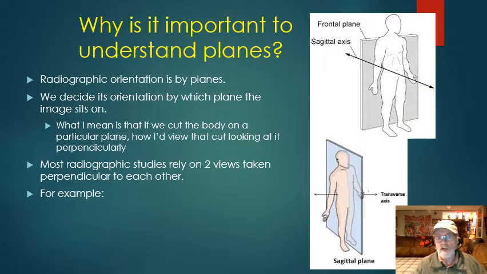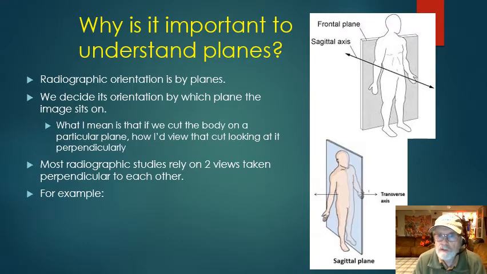Again, some cuts are not on those planes, and those would be called oblique. And a plane that's parallel to the sagittal plane is called a parasagittal plane. Now, you're saying, big deal, what's the big deal about planes? Well, it's really important, because radiographic orientation is based upon planes and plane orientation.